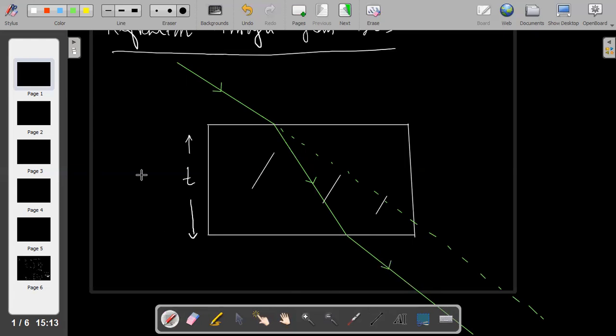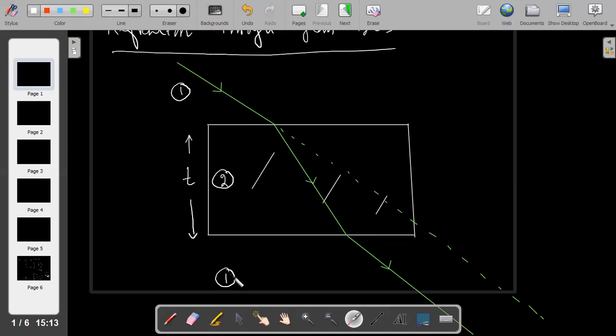Why emergent ray? Because this is the first medium here, this is the second medium, and again it is moving to the first medium. Clear? From first medium to second medium, it bends towards the normal. Then from second medium to first medium again, it bends away from the normal. Finally, the emergent ray is parallel to the incident ray. Why? Because the medium is the same.